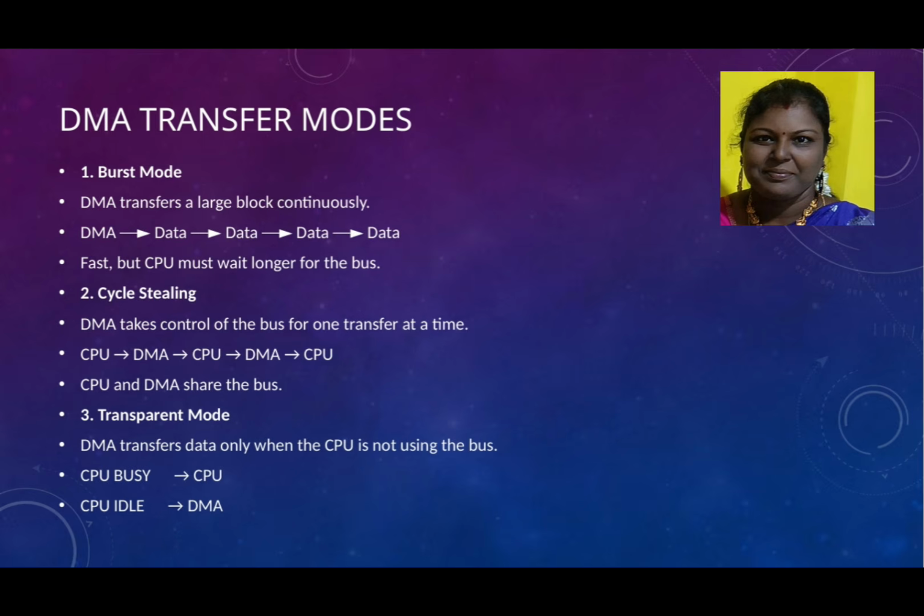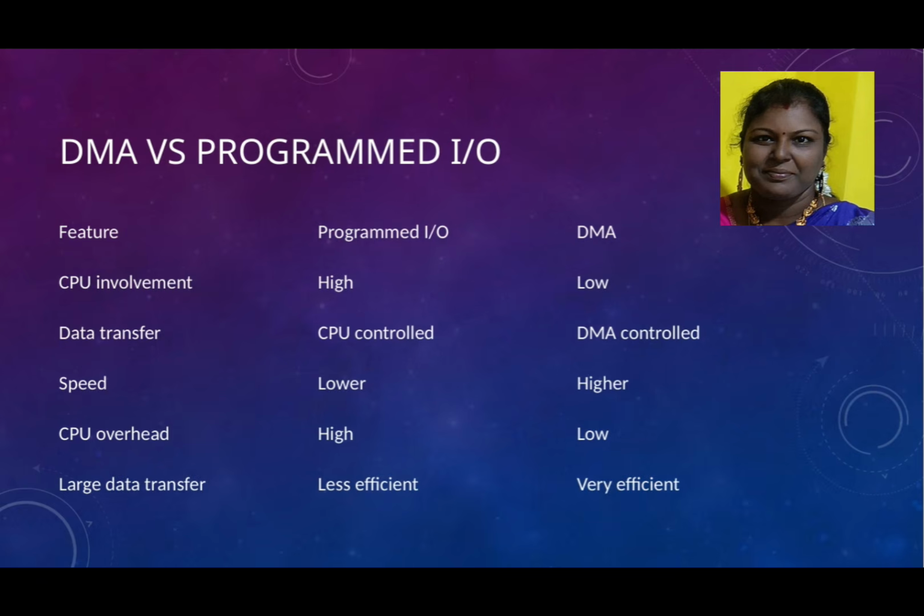When it comes to moving data around, there are 2 main approaches: programmed I/O and DMA. Programmed I/O keeps the CPU deeply involved, controlling every step, which slows things down and adds overhead. DMA, or direct memory access, takes that burden off the CPU, letting data transfer happen faster and more efficiently. Especially with large data transfers, DMA shines, handling the heavy lifting while the CPU focuses elsewhere. This comparison highlights why DMA is often the better choice for performance.